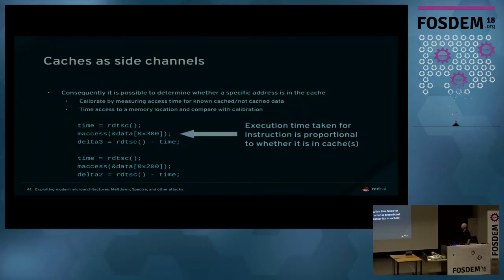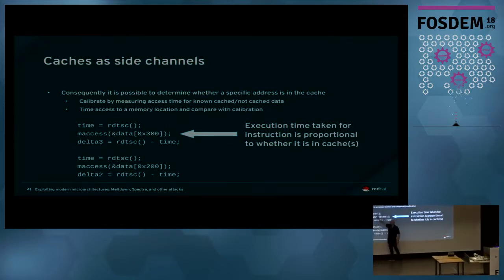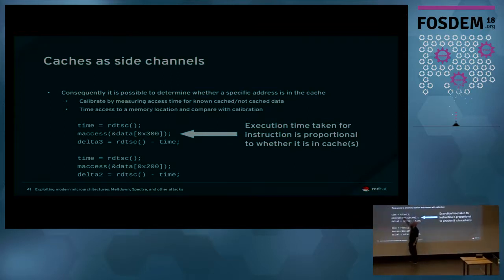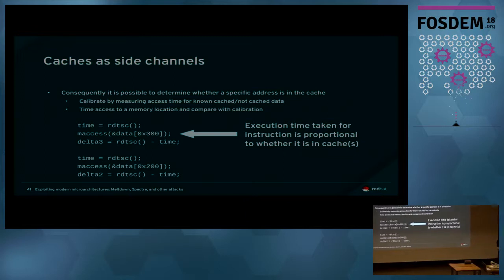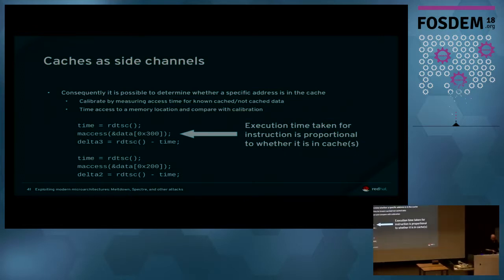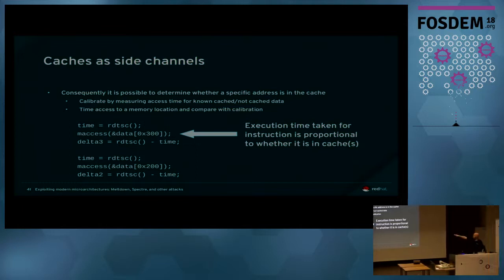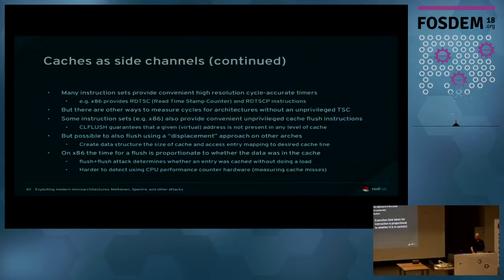Here's an example. I have these interfaces on most architectures. I have a way of measuring time. On x86, it's called RDTSC, read timestamp counter. I can read the current timestamp counter, access a piece of memory, read it again, and work out the difference. And based upon that amount of time and some calibration, I can work out whether the thing I'm accessing in the middle was in the caches or not.